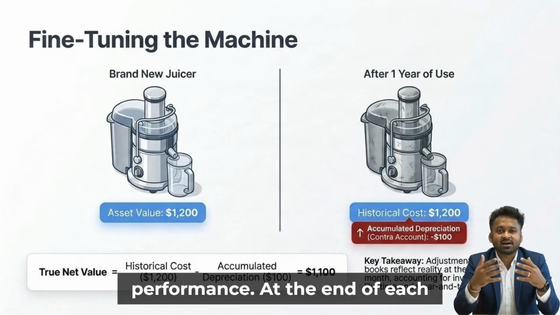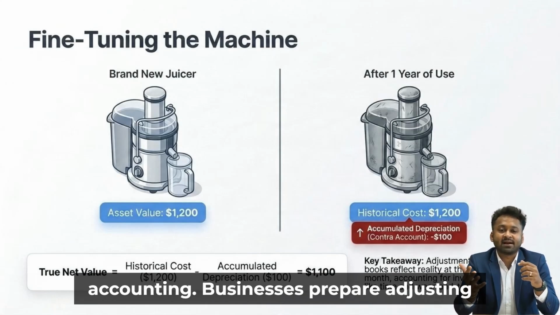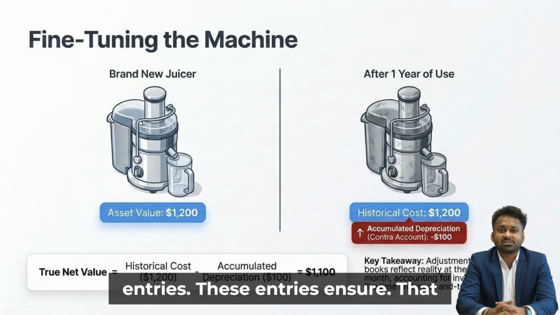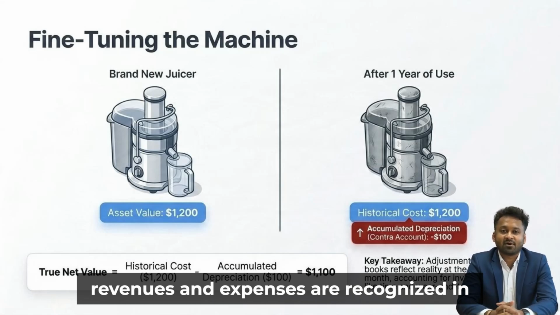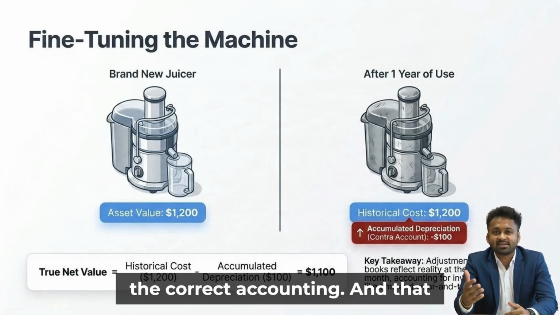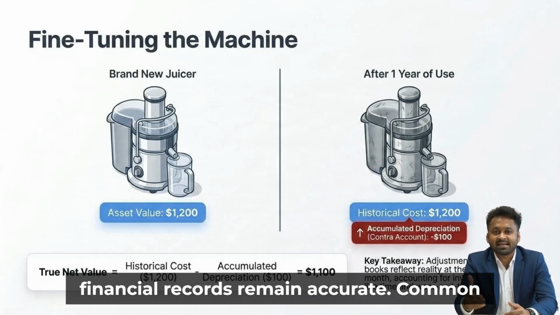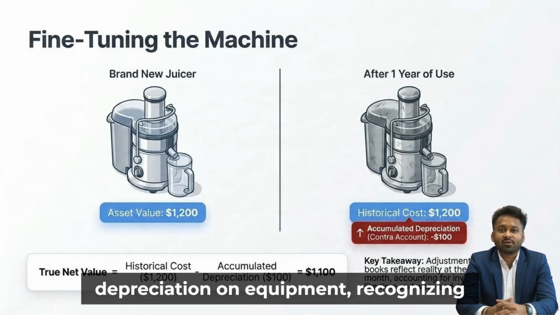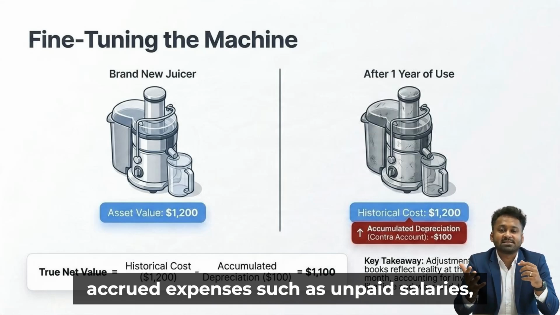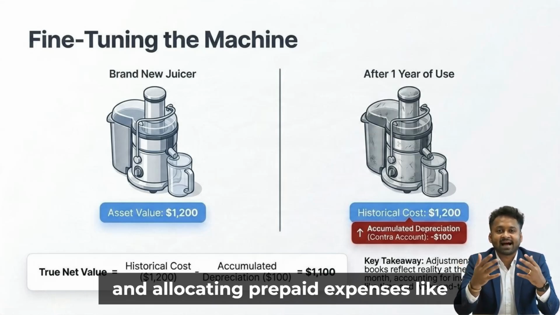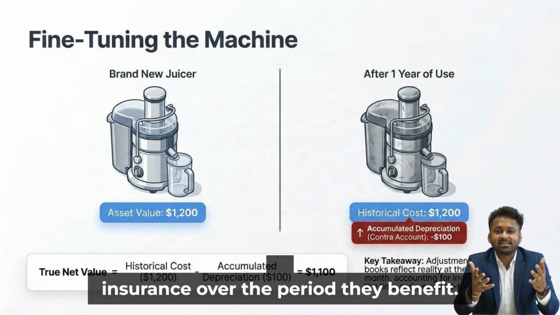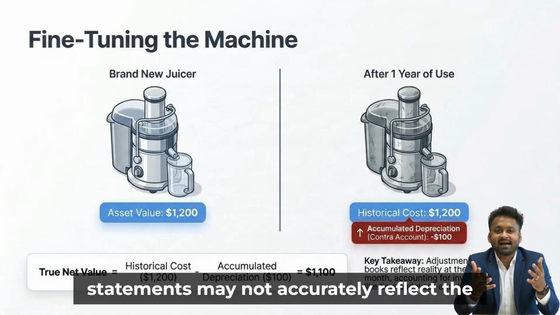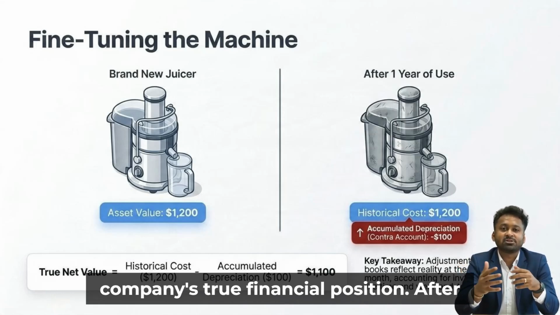At the end of each accounting period, businesses prepare adjusting entries. These entries ensure that revenues and expenses are recognized in the correct accounting period and that financial records remain accurate. Common adjustments include recording depreciation on equipment, recognizing accrued expenses such as unpaid salaries, and allocating prepaid expenses like insurance over the period they benefit. Without these adjustments, financial statements may not accurately reflect the company's true financial position.